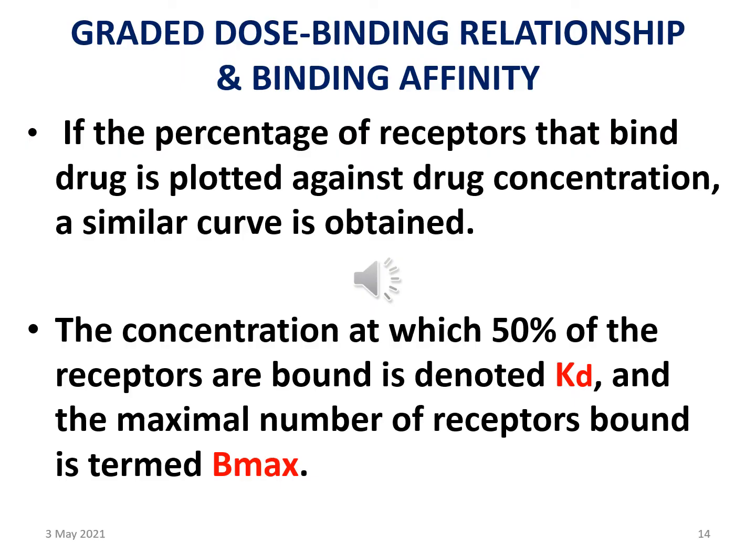Well, graded dose binding relationships and binding affinity. If the percentage of receptors that bind drug is plotted against drug concentration, a similar curve is obtained. Actually, the concentration at which 50% of the receptors are bound is denoted as KD, and the maximal number of receptors bound is termed Bmax.